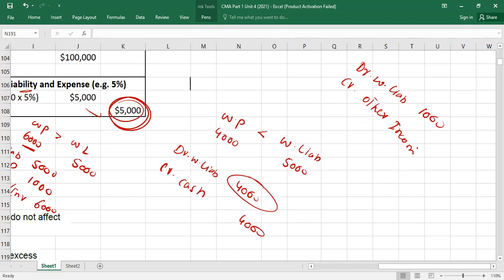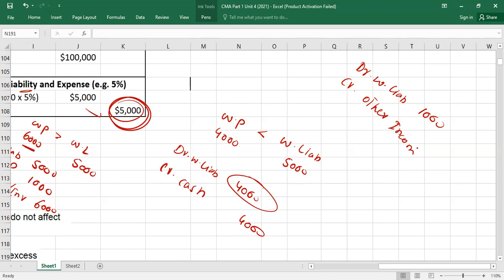So I have explained 3 scenarios. Scenario number 1: what if your warranty payments are equal to the warranty liability? Scenario number 2: what if your warranty payments are greater than the warranty liability? The extra will be recorded as warranty expense. Third scenario: what if your warranty payments are lesser than the warranty liability? Then the extra amount you have in the warranty liability will be taken to other income only at the time of expiration of the warranty period. Understood?